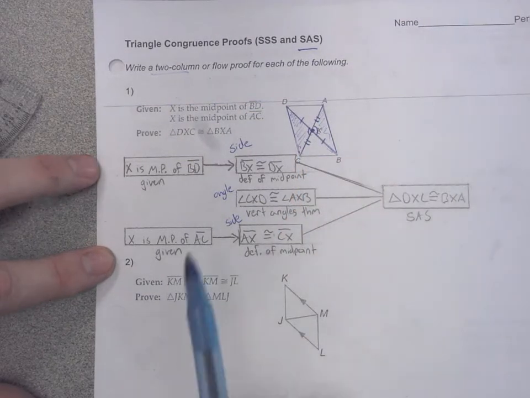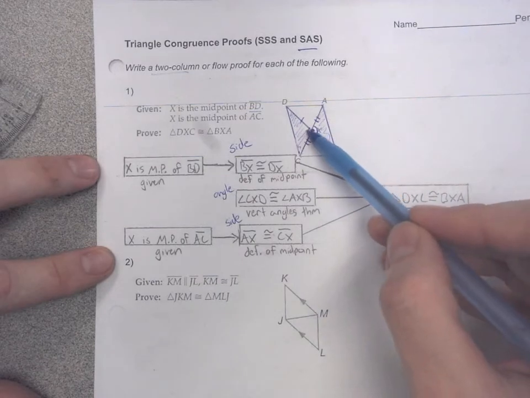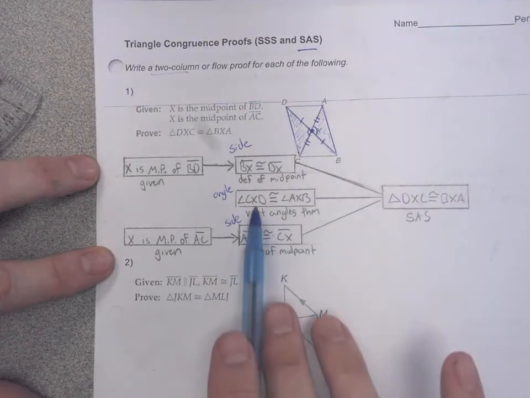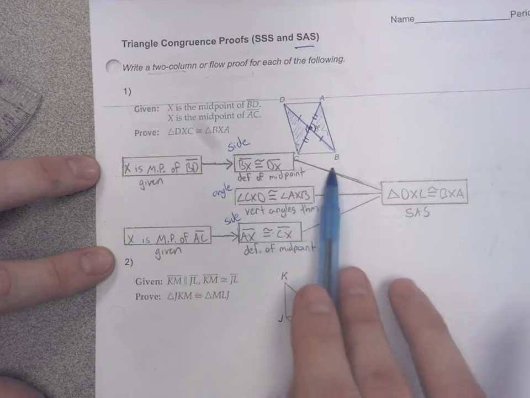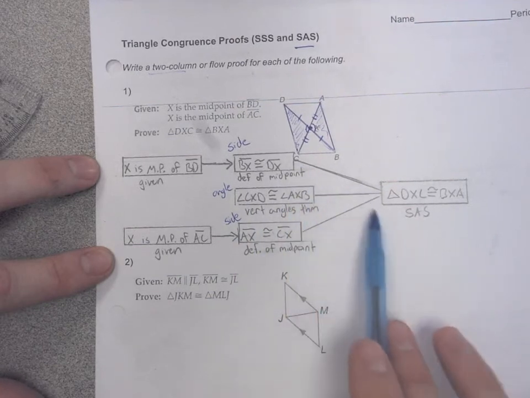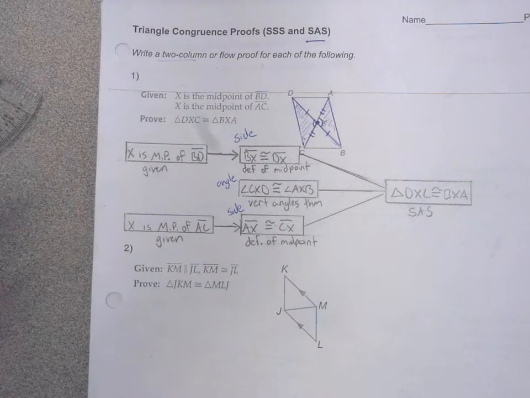And then this doesn't really come from the given, but I can just see from the picture that these are vertical angles. So I'm going to use the vertical angles theorem so that those angles are congruent. And there's my side, angle, side, all going in together to prove that those triangles are congruent.